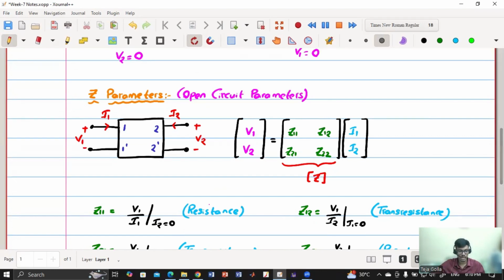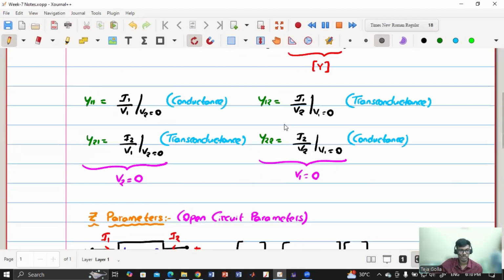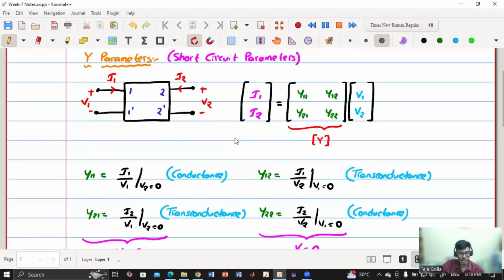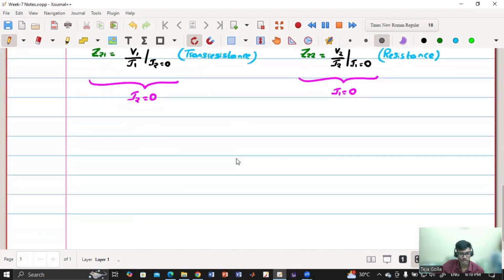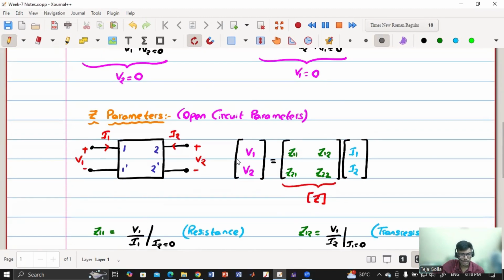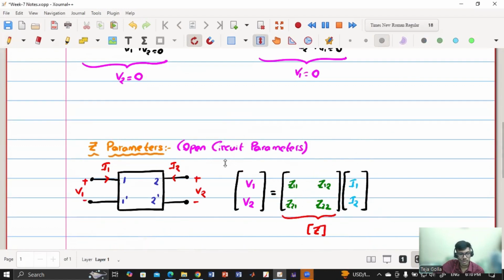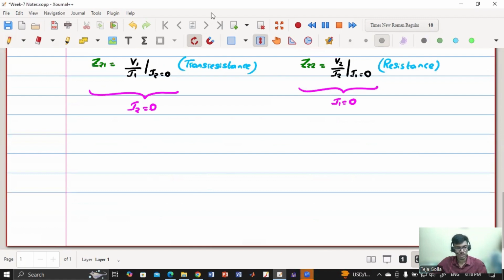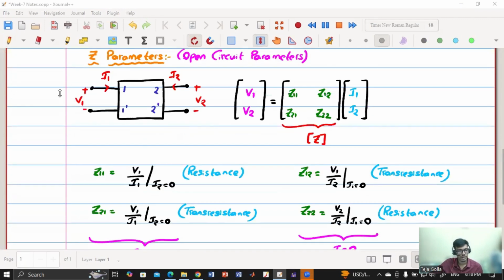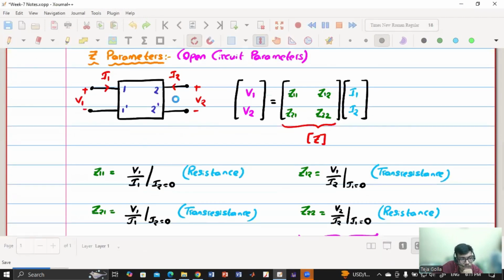Is this clear until this point? I have just discussed Y parameters, which were anyway discussed last week, but I have given some more definitions. Any doubts, or is it clear? Yes, sir. Is there any shortcut to remember all these parameters?